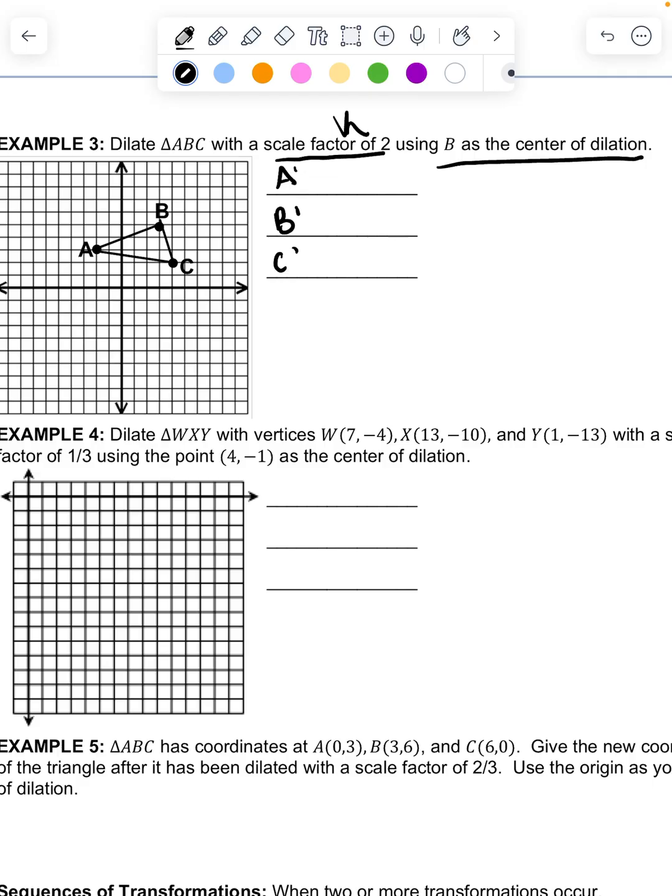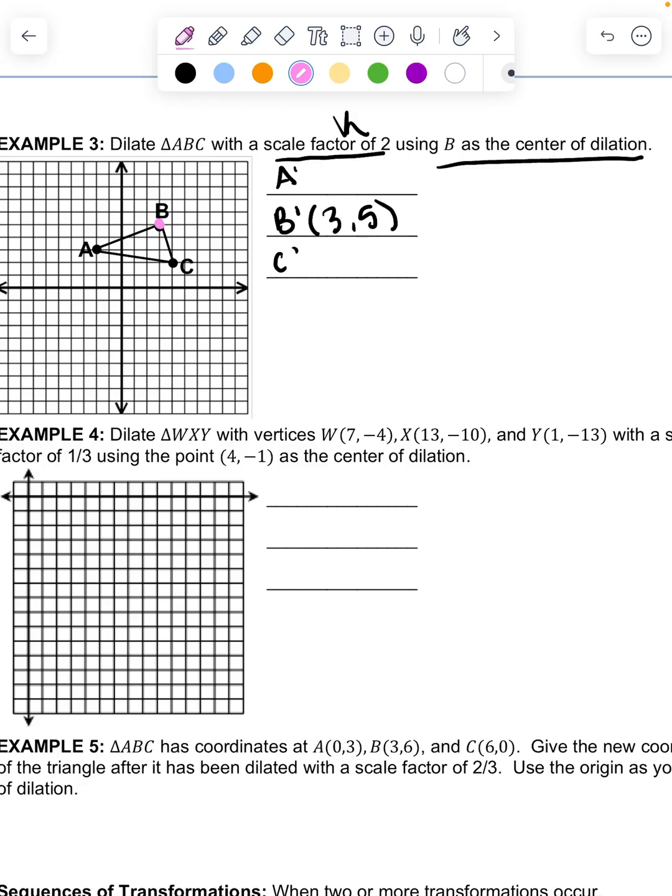All right, so notice B is the center. That means that point B is not going to change. So B and B prime are actually going to be in the same location. All right, so B is at 3, 5. Okay, so that means B prime is also at 3, 5. Okay, we are dilating about this point.